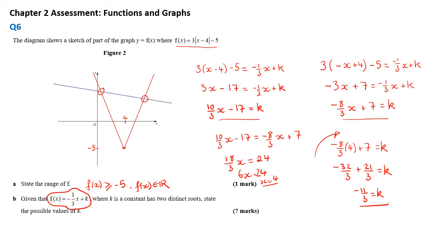We're asked for the possible values of k, so we're looking for a range of values which will give two distinct roots. It's basically anything above that that would lift that line up. So it must be for k is greater than minus 11/3.